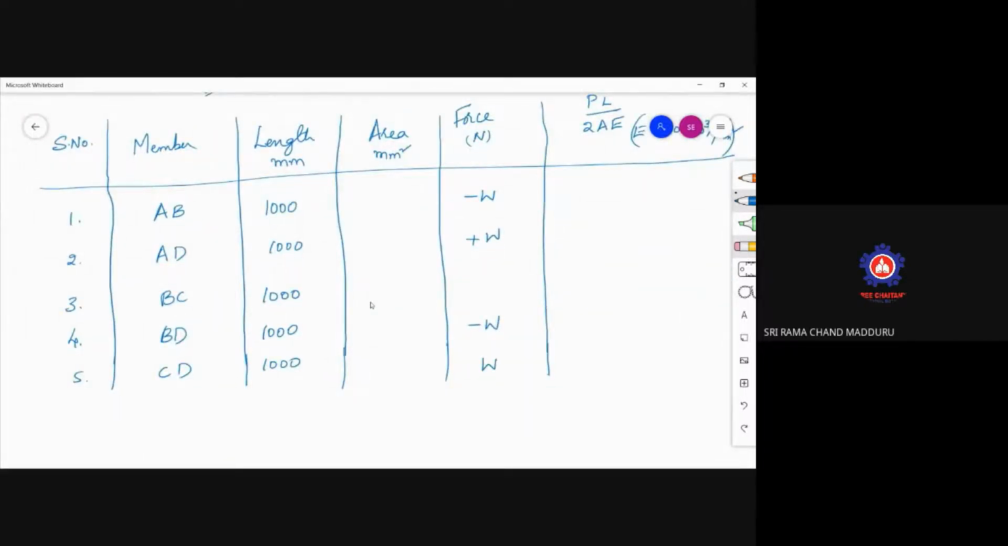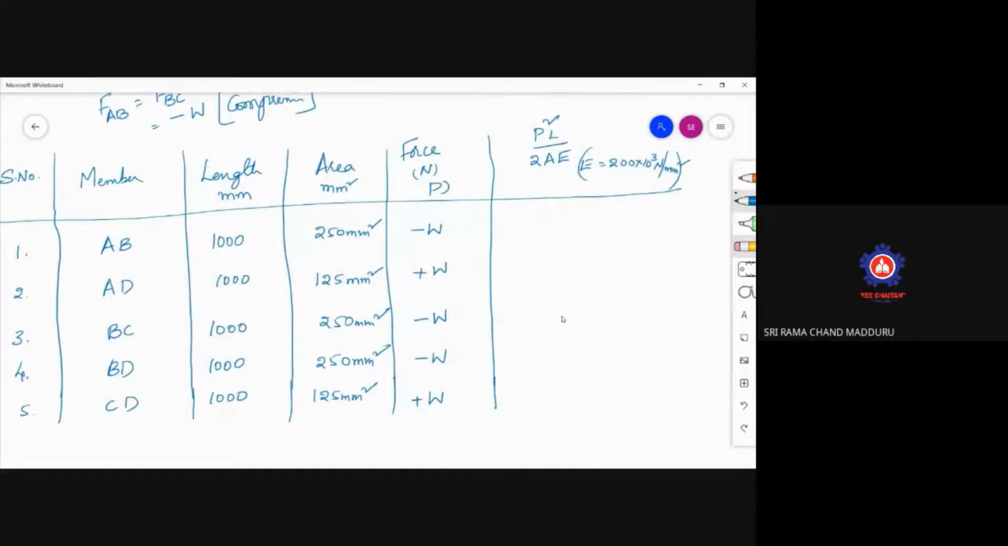Now it is said in the question that tension members have a cross-sectional area of 125 mm square. So write down tension members are 125 mm square, whereas compression members are 250 mm square. So here 2 are in tension, remaining 3 members are in compression. And this is also 250 mm square. So this is nothing but force P square L by 2AE. So substitute the values here and get the value in terms of W.